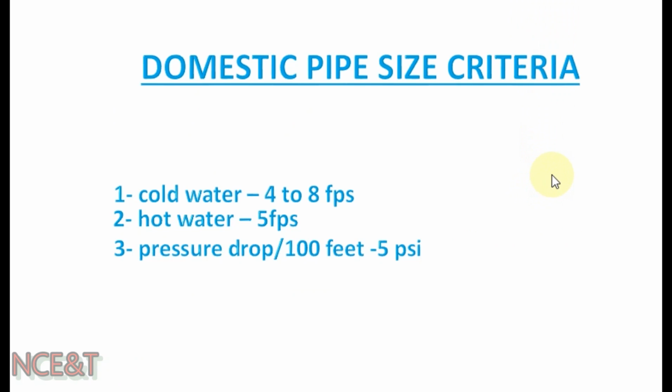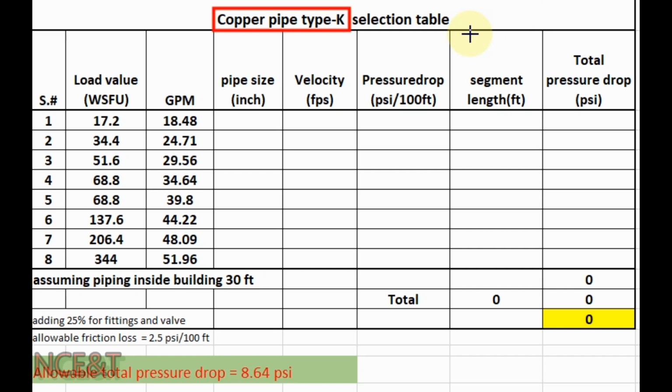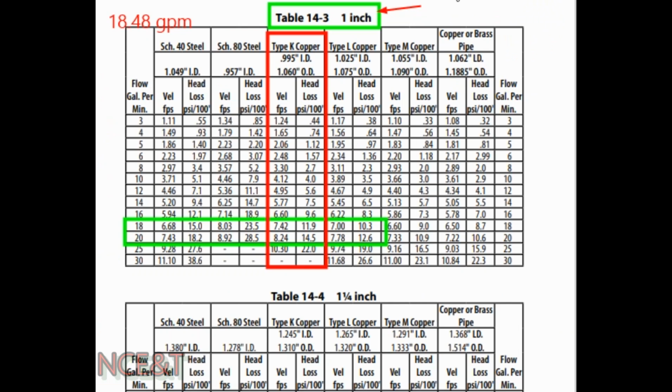For domestic water pipe sizing, we follow these rules. For cold water piping, the maximum velocity limit is from 4 to 8 feet per second, and the maximum pressure drop limit is 5 psi per 100 feet. For hot water piping, the maximum velocity limit is 5 feet per second, and the pressure drop limit is 5 psi per 100 feet. Our first GPM value is 18.48. Let us select the pipe size, velocity and pressure drop for it. So let us first try to select 1 inch pipe size.